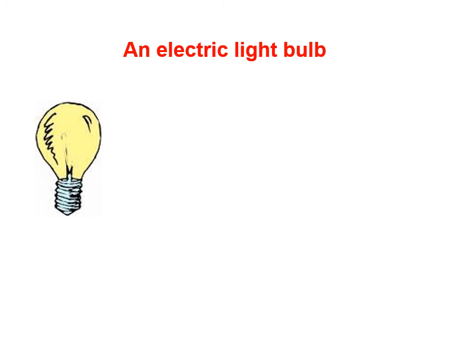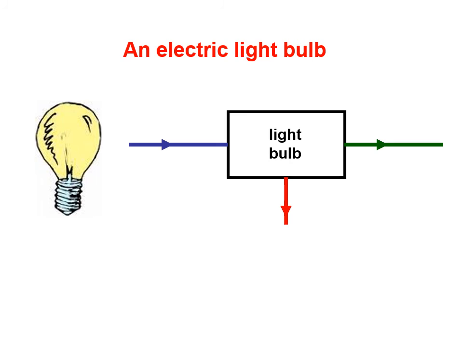Okay, so we've already looked at electrical light bulbs, so we use this as an example. So here's our object, the electrical light bulb. We put the light bulb in the center because that's the device. We have the electrical energy going in from the battery or the mains electricity. We have the light going out, and then we have our wasted, which is probably going to be heat.